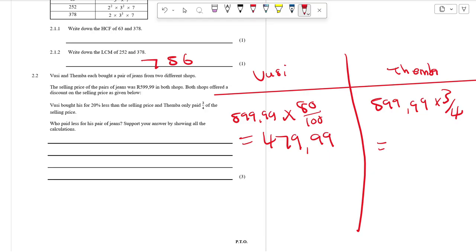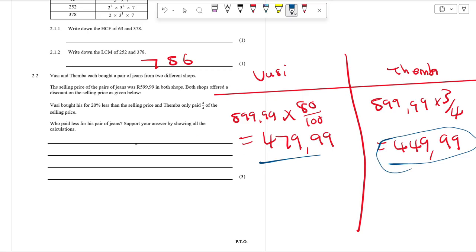He paid 449,99. You can tell that Vusi paid more than Temba. Temba paid less. So what is the question? Who paid less? Support your answer by means of calculations. So we say therefore Temba paid less. Temba paid less. That's it.